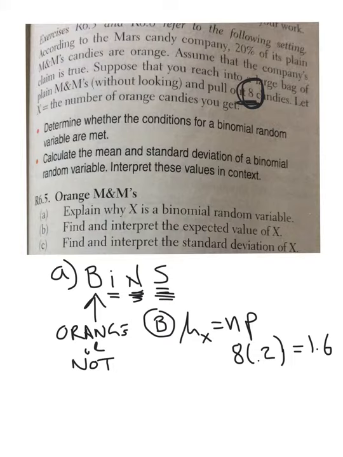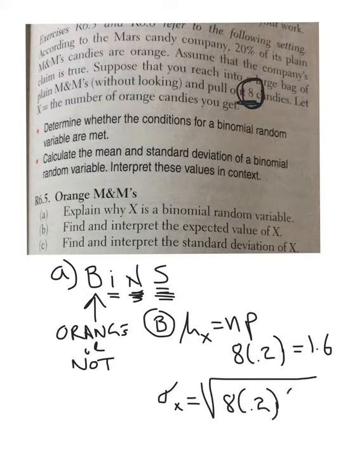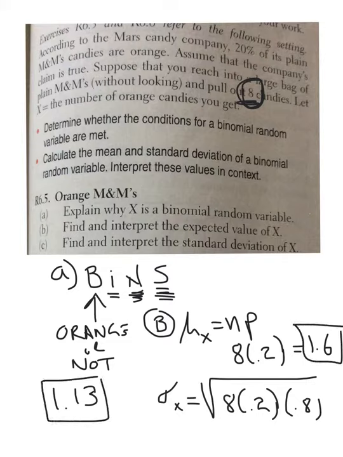And let's see, standard deviation of this random variable. How do we do that one? Oh, it's a square root of the number times the probability times 1 minus the probability, which is 0.8. What do we get for that number? And that equals 1.13. So, on average, we're going to get 1.6, give or take about 1 orange candy. There you go.